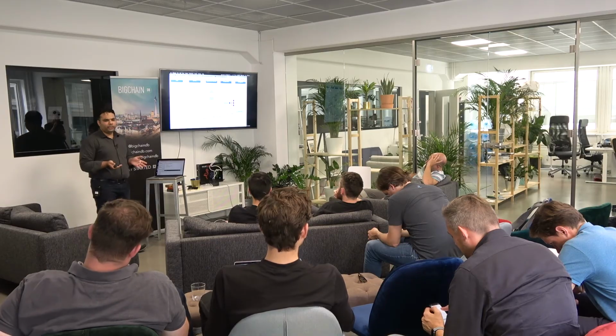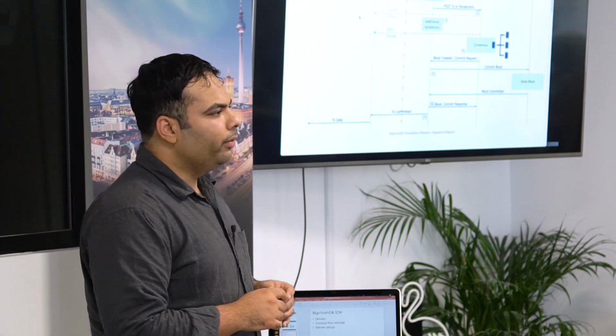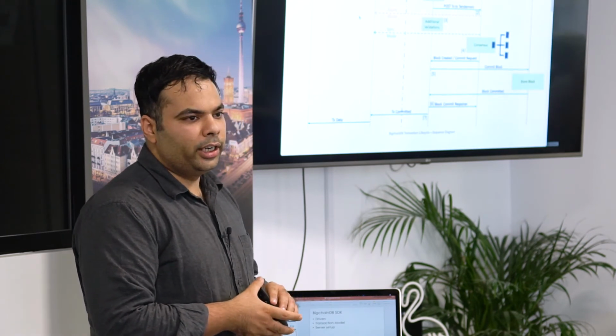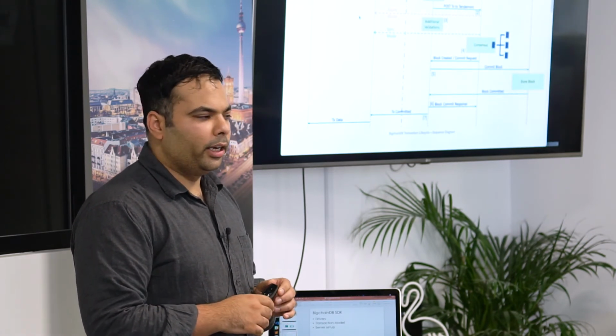A BigchainDB node primarily consists of three main components. One is the BigchainDB server in itself, which is the API server accepting all the requests and validating them. Then we have Tendermint, which is there for consensus purposes. And finally, we have MongoDB for state persistence and management.